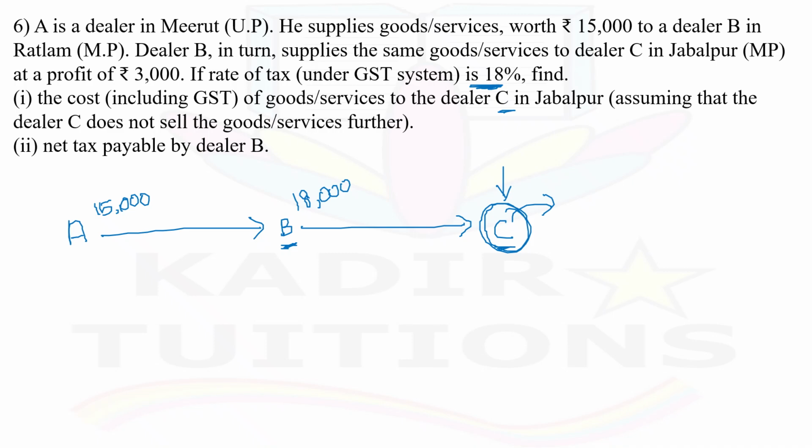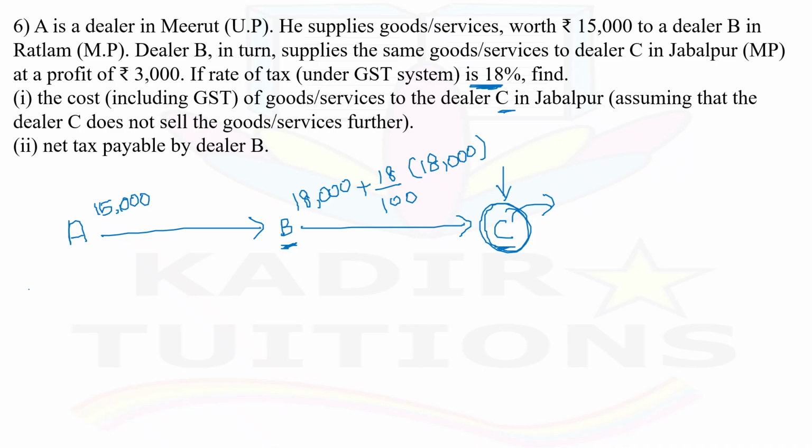And then what I have to do over here: we are going to find the GST on 18,000. What is the rate? It's 18%. So 18 by 100 of 18,000. This is what we require for finding the cost of goods or services at dealer C, and we need to assume that he is not selling those goods or services further. If he is selling, then the GST changes. Since here he is not selling further, we can easily find this.